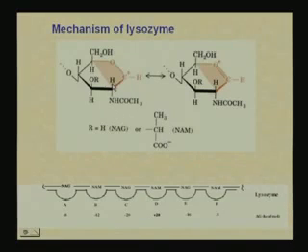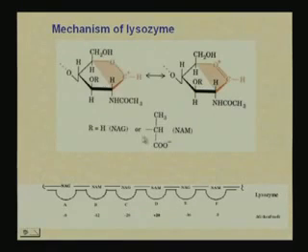Now this is what is NAG and NAM. What are these? These are sugar molecules. You've all studied sugar molecules in your organic chemistry class. Here we have an R group. When this R group is hydrogen, it is called NAG, N-acetyl glucosamine. When this R group is this moiety, it is called N-acetyl muramate.